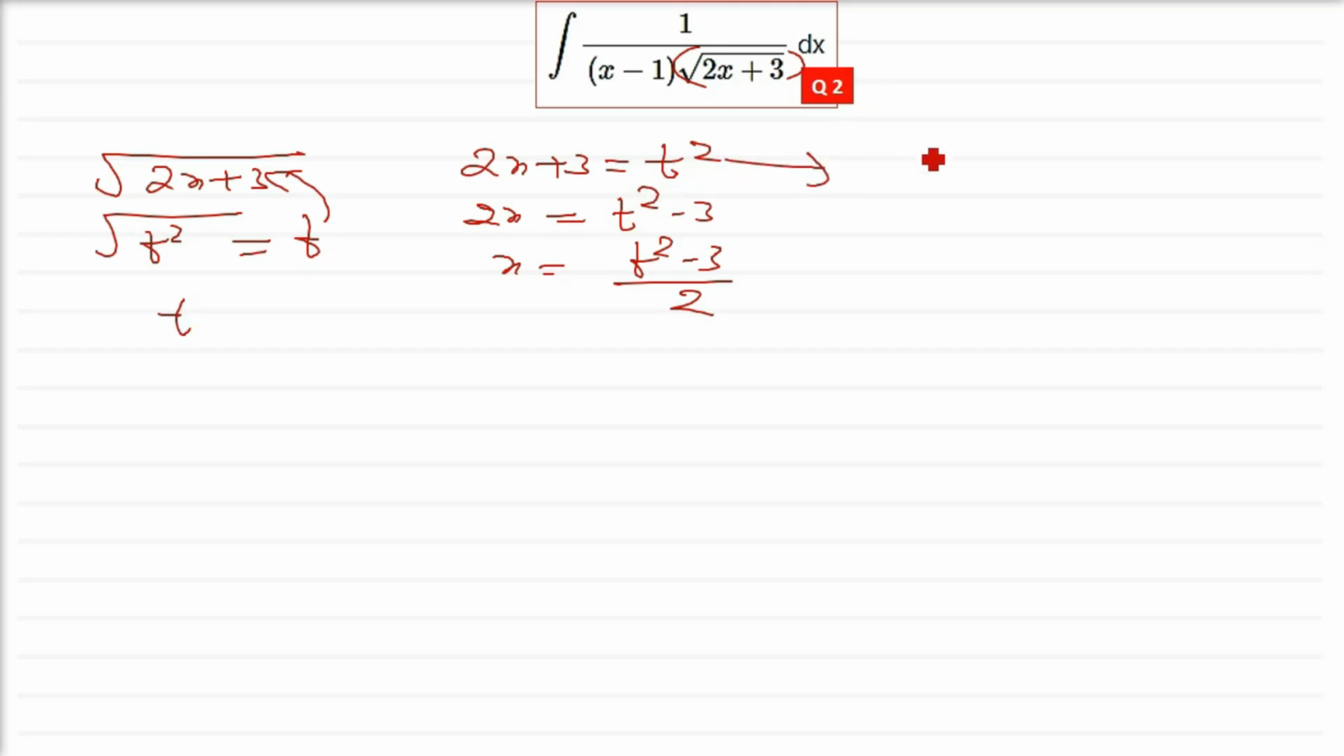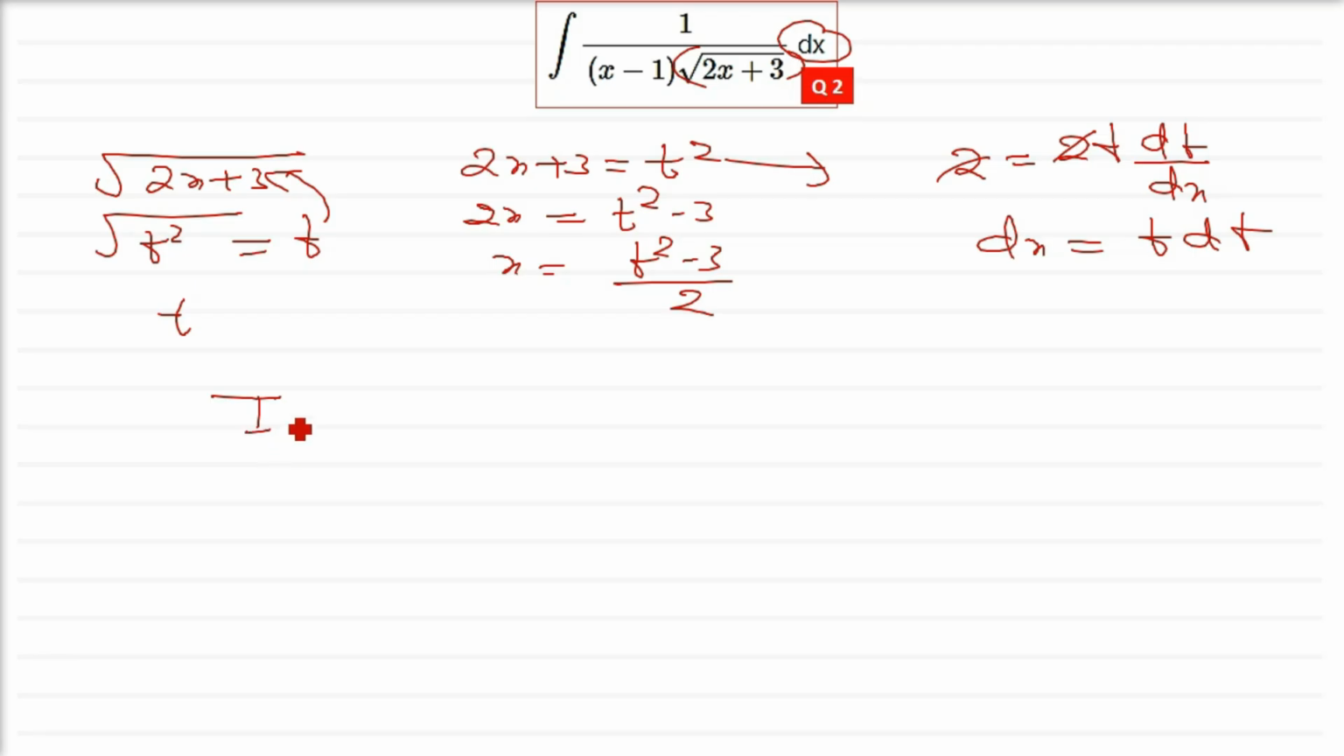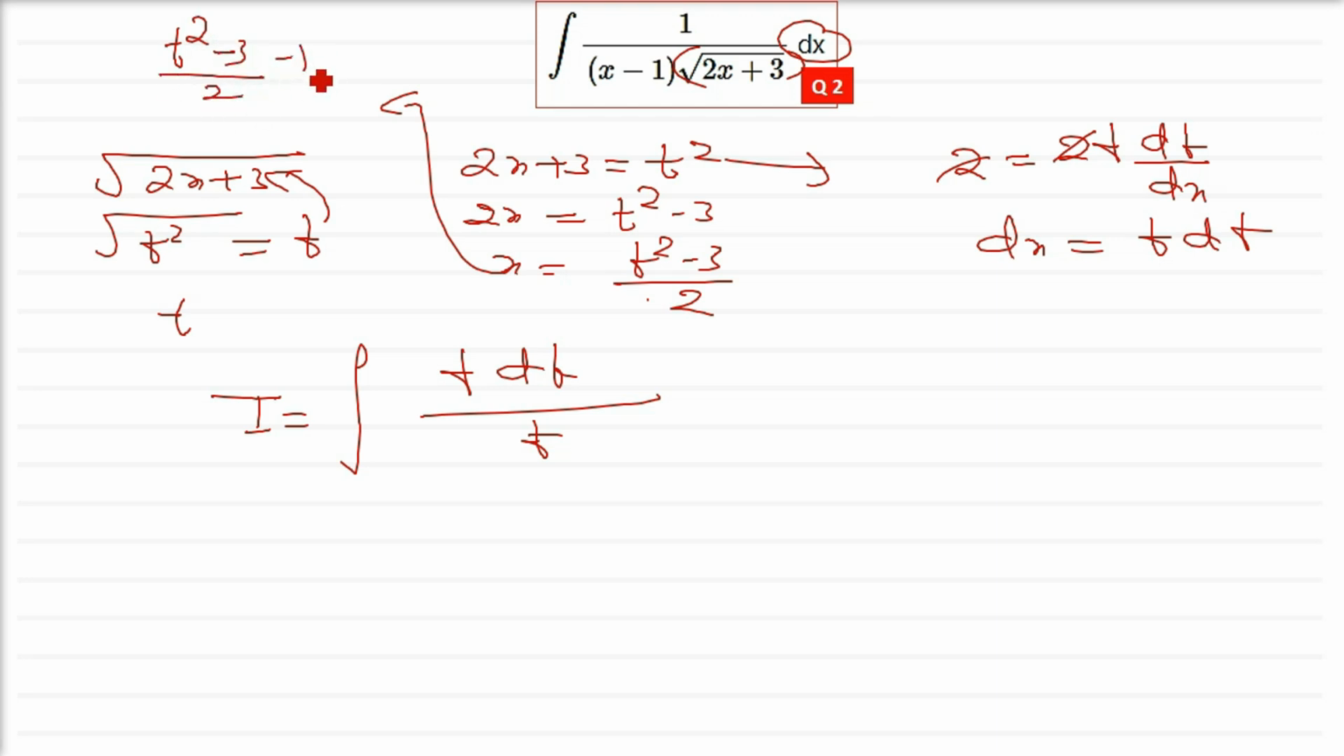Next step will be the differentiation of this t square equals 2x plus 3. So on the left, after differentiation with respect to x, 2 will come. On the right, it will be 2t dt by dx. 2 gets cancelled. So dx in this case becomes equivalent to t dt. Now whatever we have done, these three different things, we will combine them and put it here. Dx will be t dt, under root 2x plus 3 will be t only, and for x minus 1, we need to subtract a 1 from here. So t square minus 3 divided by 2 minus 1. So this will be t square minus 3 minus 2 divided by 2. This becomes t square minus 5 divided by 2.